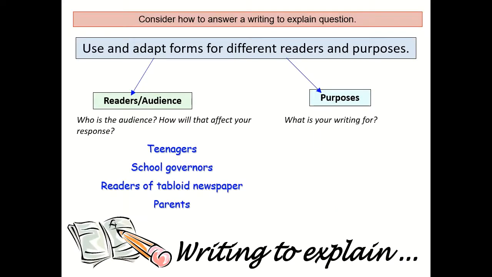When you are writing, you always have to think about who your audience is and what the purpose is. So if you were writing for the purpose of explaining, what's it for? It's to explain something. You need to think about your audience or your reader, who is reading it or who is listening to it. And that will affect the language that you use, the way that you speak or write.